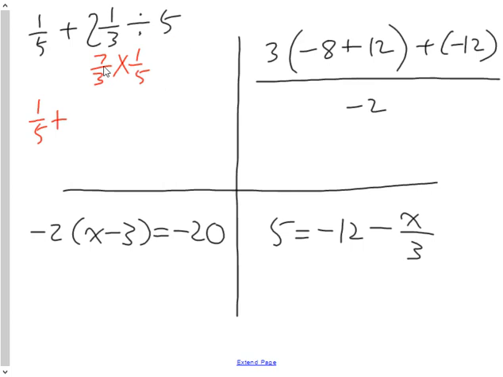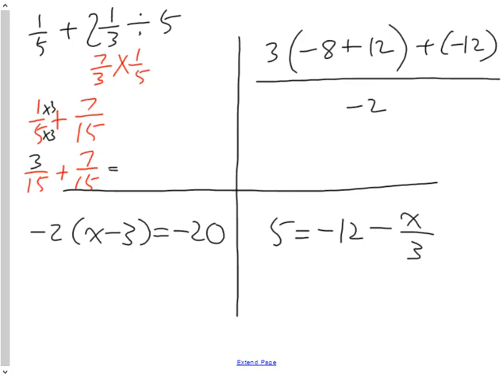And then when I have that, I'm going to now multiply my numerators to get 7, multiply my denominators to get 15. And instead of having 1/5 plus 2 1/3 divided by 5, I got 1/5 plus 7/15, which is what 2 1/3 divided by 5 is. Now that I have addition, I'm going to find my common denominator of 15. 7/15 will stay 7/15, but 1/5 as an equivalent fraction is 3/15.